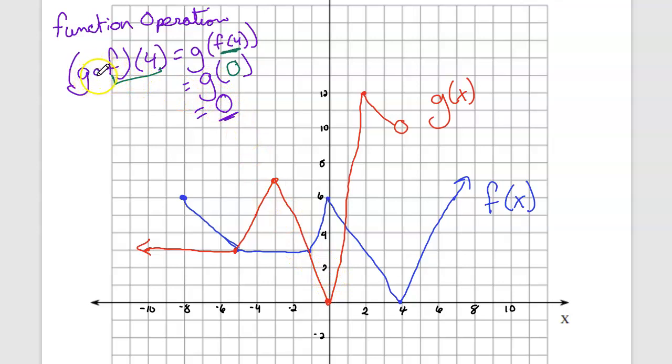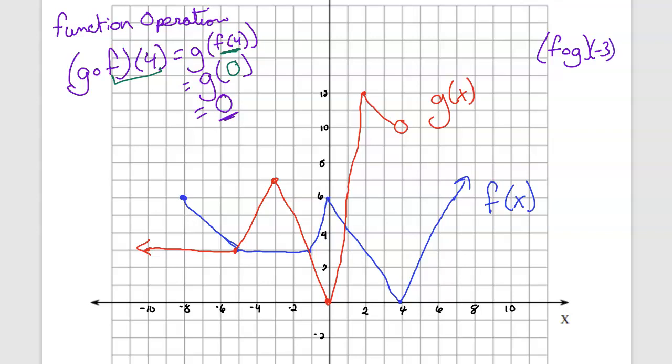So wherever you have those compositions, you need to find the second function at that given number first. Then, whatever your solution is, find the first function at that given solution. Let's look at another one. Let's look at f of g at -3.